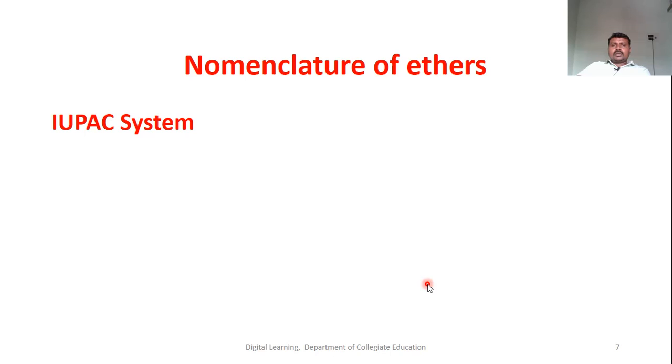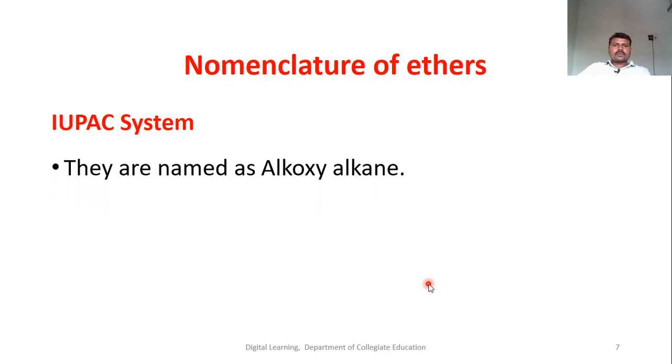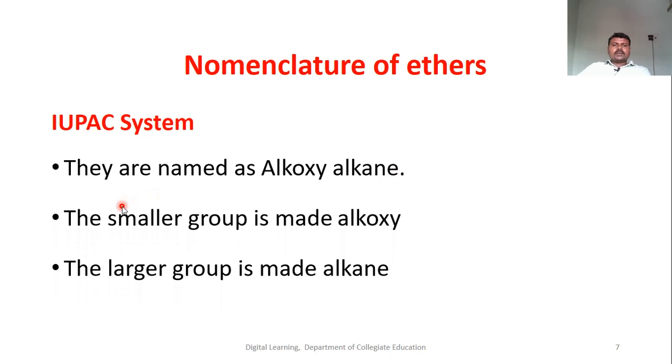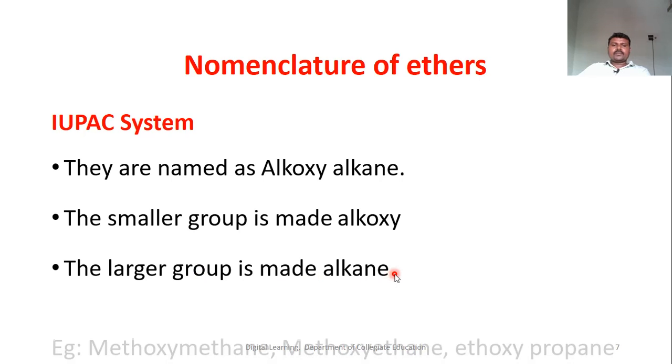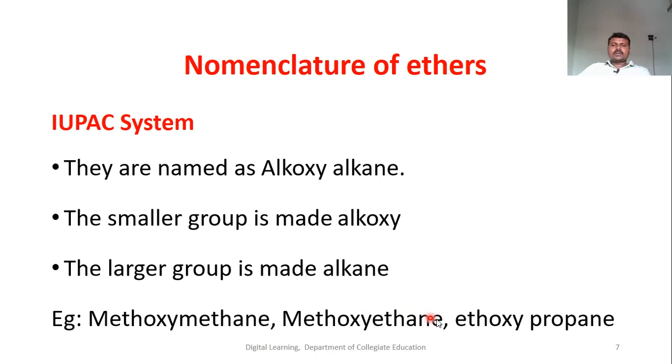Ethers are named in the IUPAC system as follows. Generally, ethers are named as alkoxy-alkane in the IUPAC system. Mixed ethers are named as follows. The smaller group, which contains fewer carbon atoms, is made into alkoxy, and the larger group, which has more carbon atoms, is made into alkane. For example, methoxymethane, methoxyethane, methoxypropane.